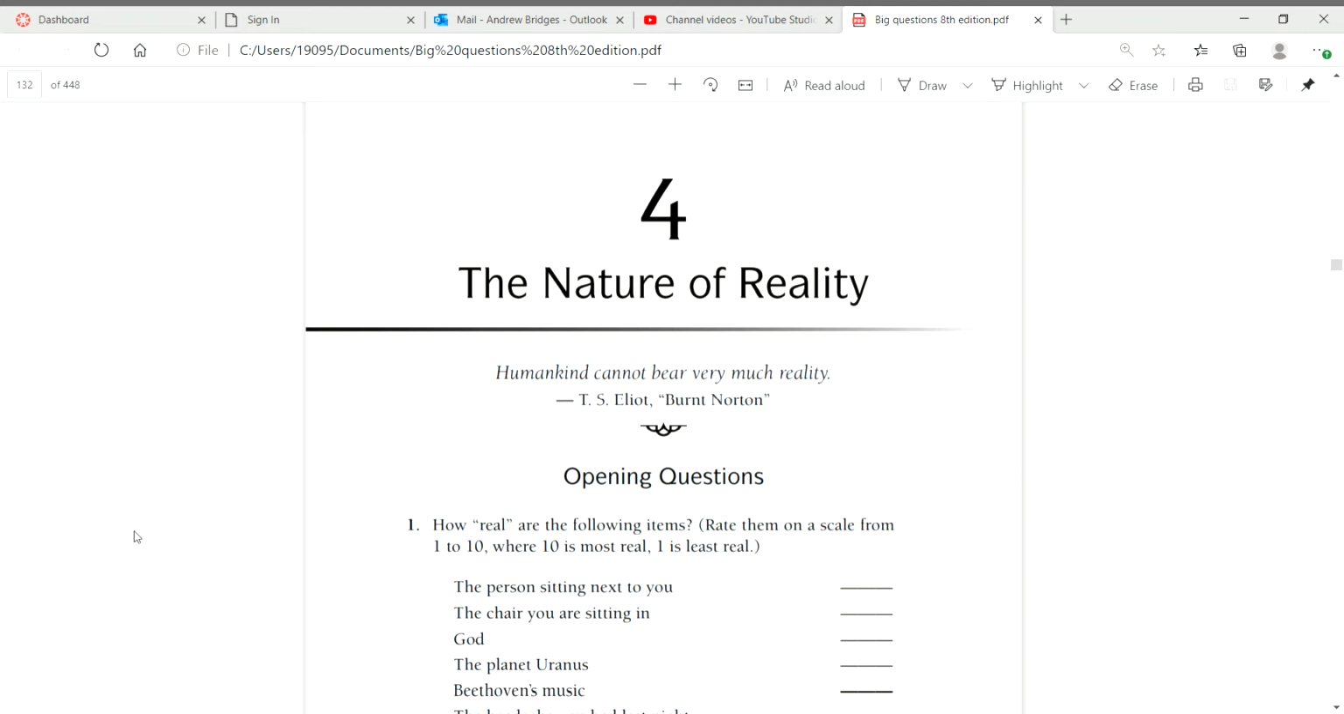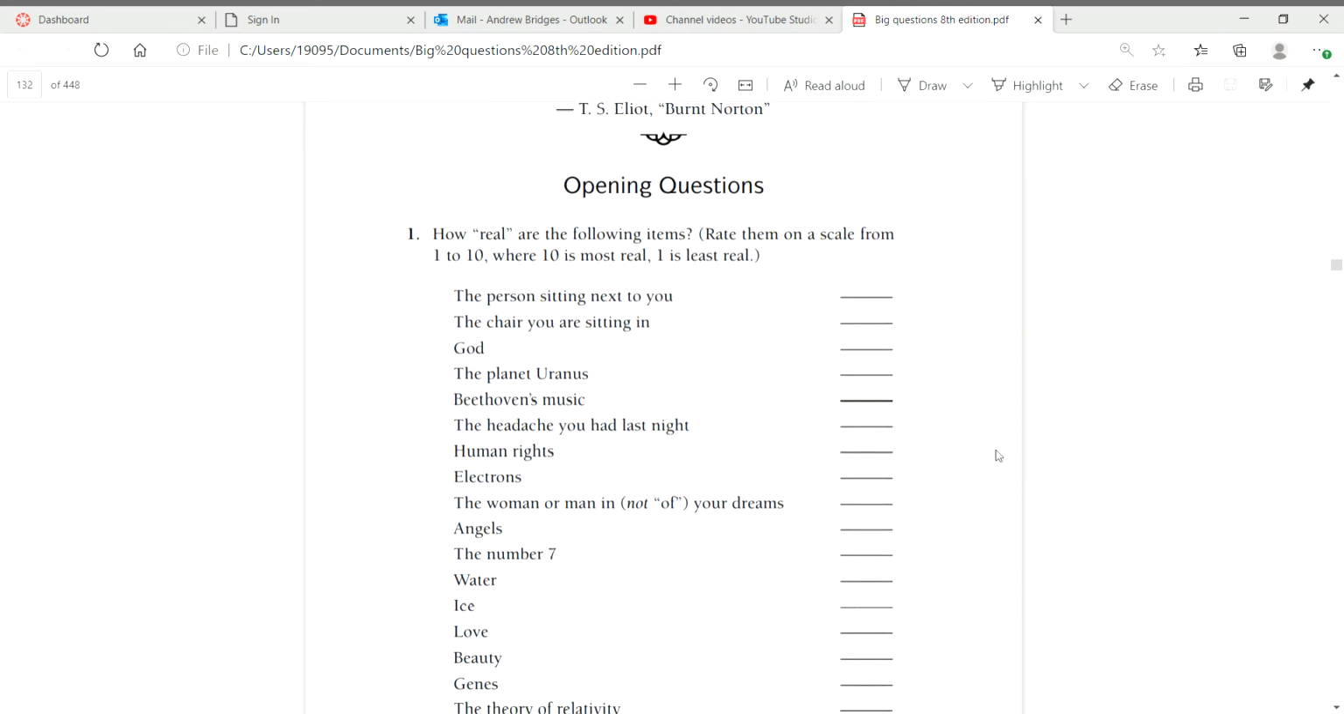The first one is basically an introductory question. It says, how real are the following items? Rate them on a scale from 1 to 10, where 10 is the most real and 1 is the least real. And it just gives you a variety of different items, and I think the authors do a great job of just selecting a variety of different items. And so you might ask yourself, well, how do you determine what is most real?